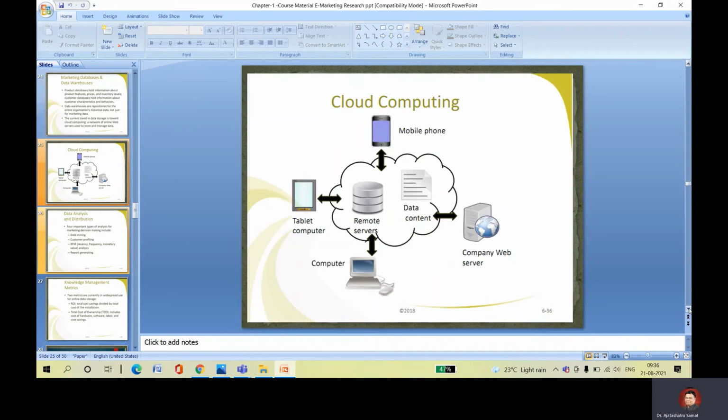So for cloud computing, you can see here mobile, tablet computers, and the company web server. All the data is stored in a remote server or a data center, and you can extract the data. So this is called the cloud. Instead of putting things on a computer server or anything else, you can put everything in the cloud. So this is also one of the best examples of a cloud computing database.